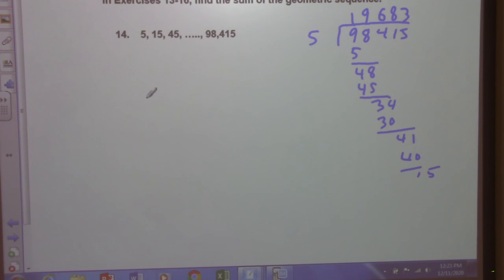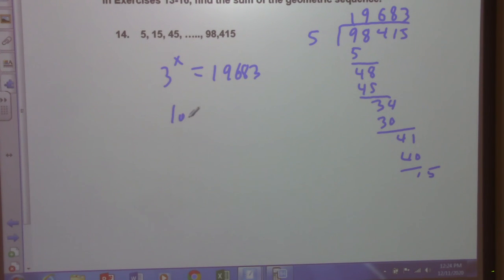So what we have is 5 to the power of, how did I write this one? It's 3 to the power of, that's right, because these are 3 apart, right? 3 to the power of x is equal to 19,683.